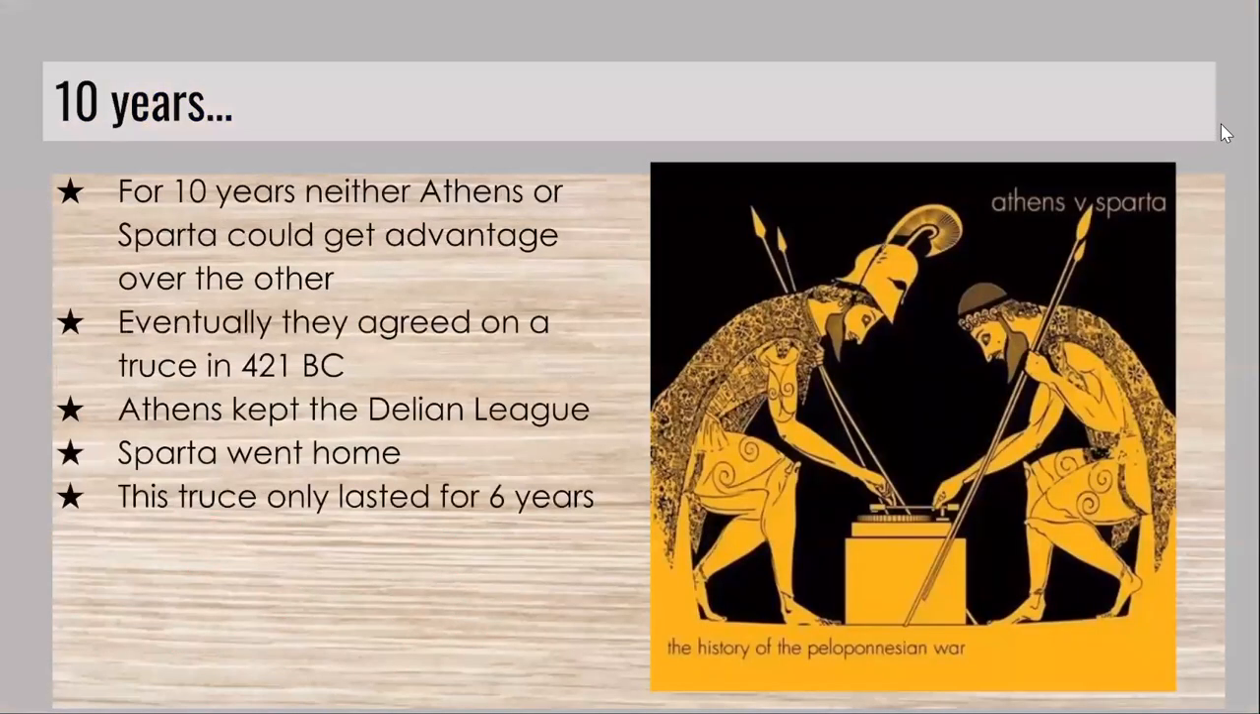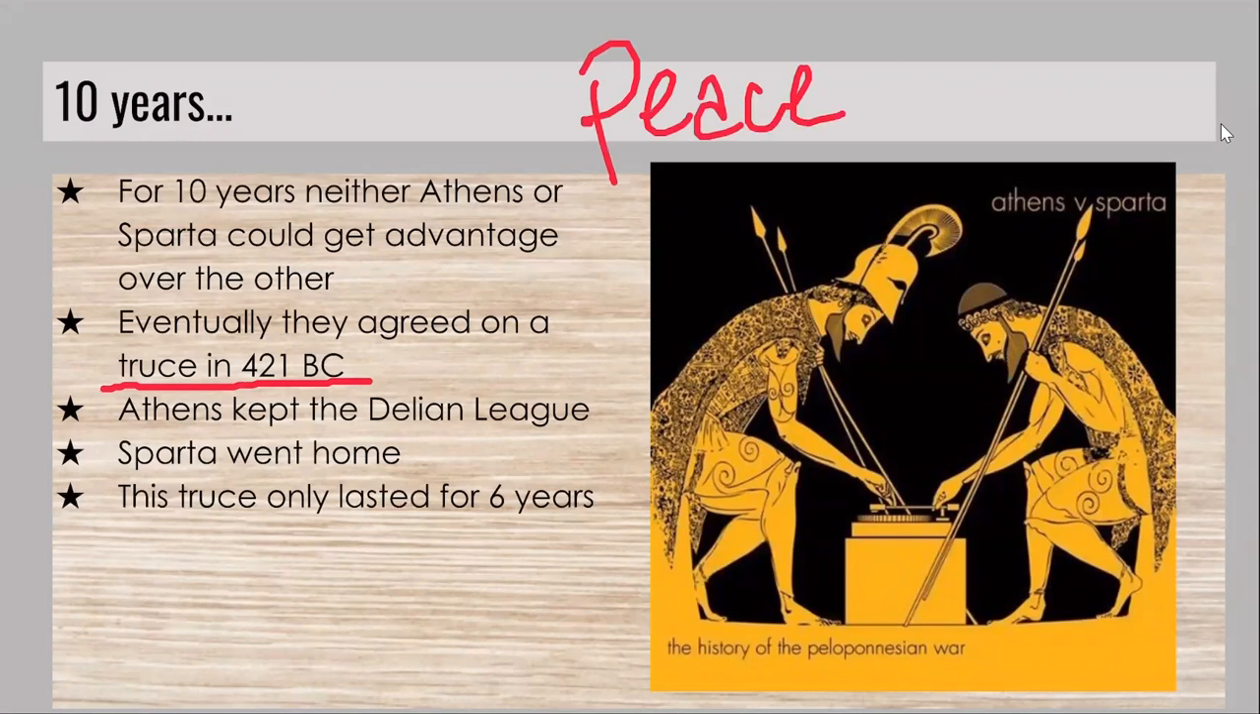So we have 10 years. For 10 years, Athens is recovering from the sickness after that 1 year. Then they go into 10 years of just kind of fighting, okay? Neither Athens or Sparta can get advantage of each other during those 10 years. Eventually, they're going to agree on a truce or peace, all right? You have a peace treaty in 421 BC. Athens keeps the Delian League, all right? Sparta's going to go home. However, this truce only lasts for 6 years, all right? So it's more of like peace question mark because it didn't really happen, all right?